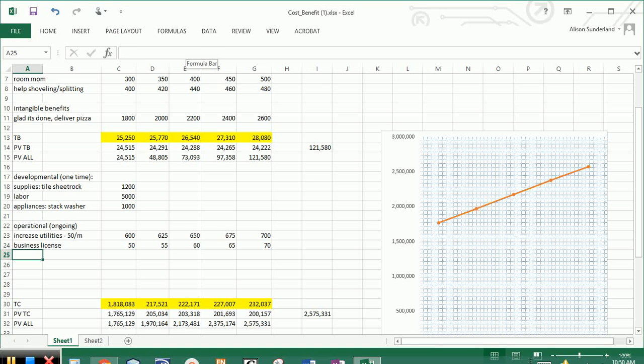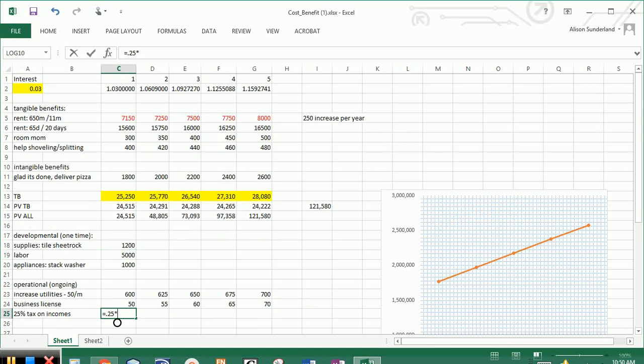The next ongoing cost is going to be taxes. I'm going to have to pay taxes on the income that I make, and I'm going to assume 25% taxes. So I'm going to create a formula in here. It's going to allow me to charge 25% on the income that I will be making. And so I'm going to assume that the income I'm going to make is, let's do the rent on the Airbnb. And then I am going to project that out over 5 years.